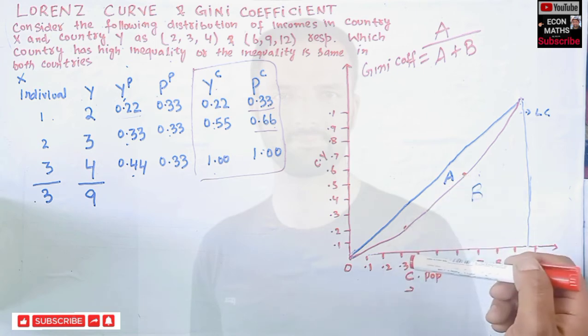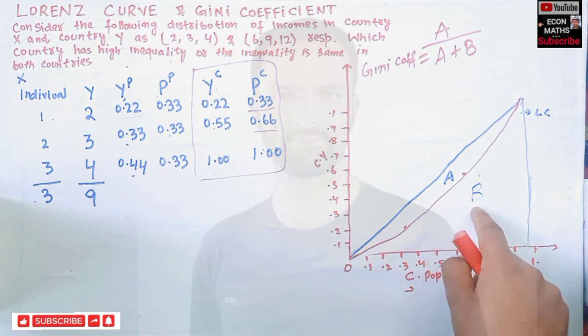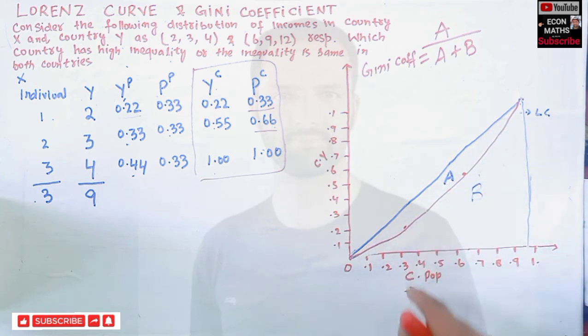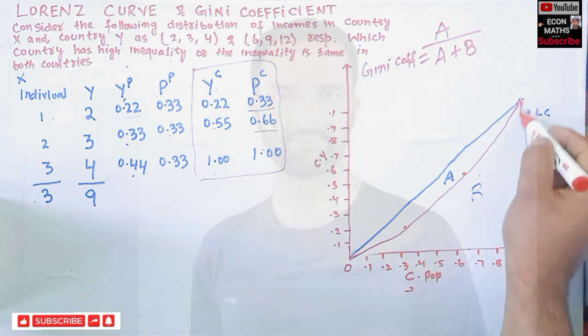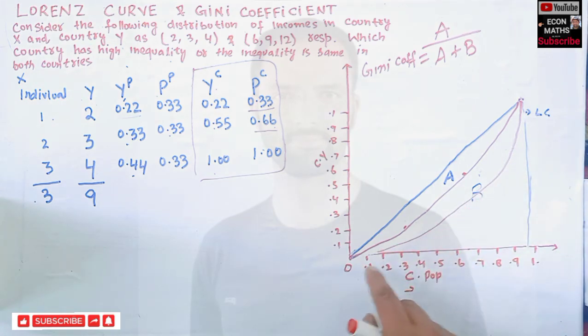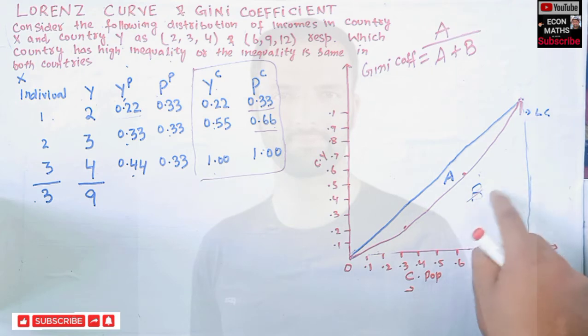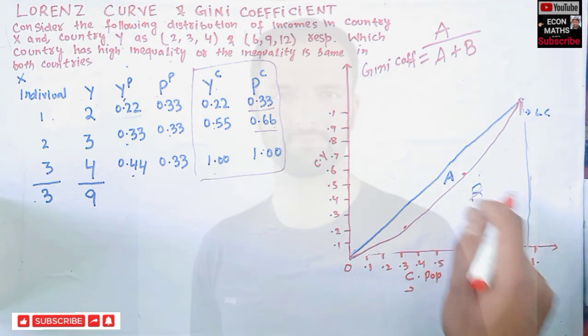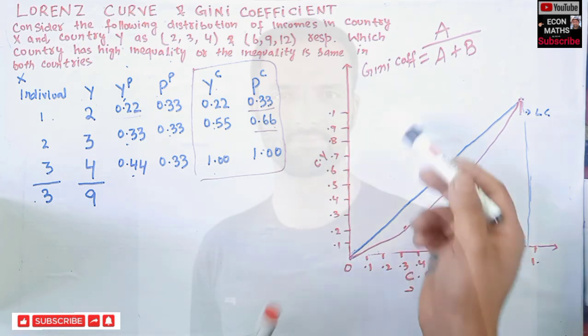Okay, and here we can also see, how can I interpret this? If this Lorenz curve is away from this straight line, there will be more inequality. So if it is like this, there would be more inequality. Okay, so the closer the Lorenz curve is to the straight line, the lesser will be the inequality in the country. Okay, so let's calculate now the Gini coefficient.